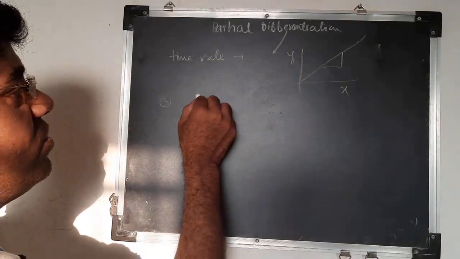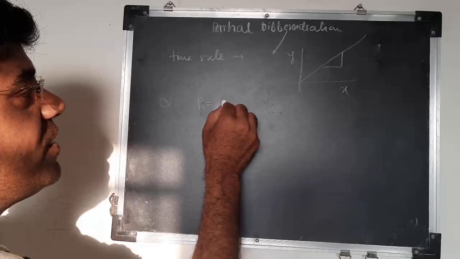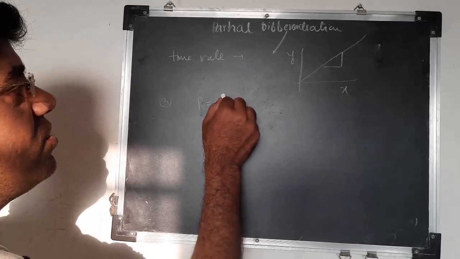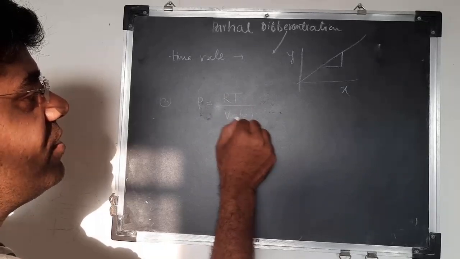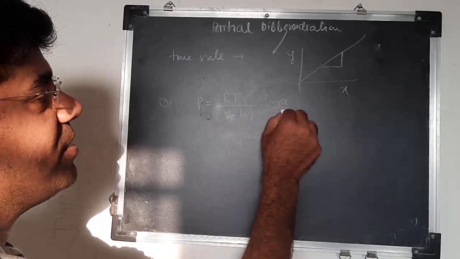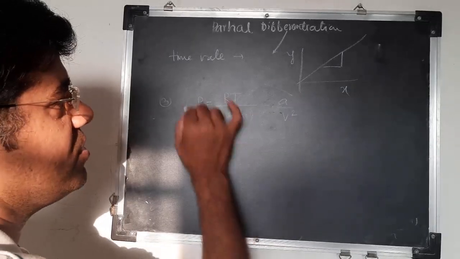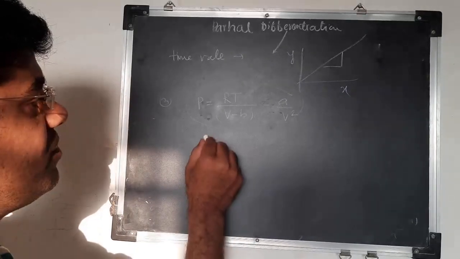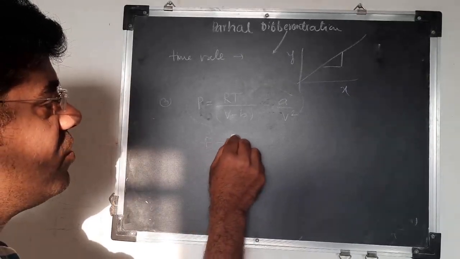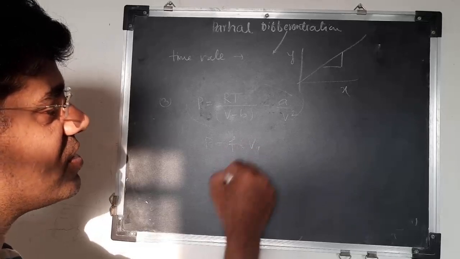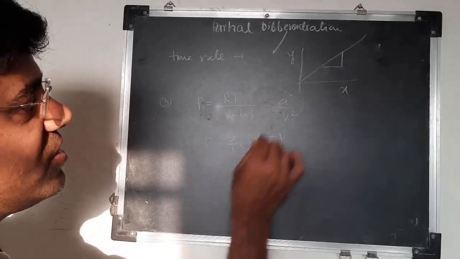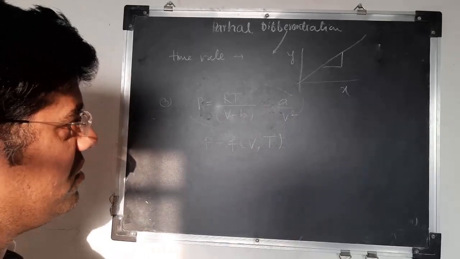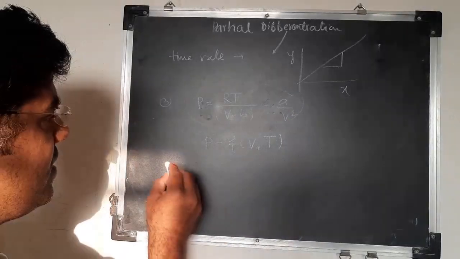Okay, so the pressure we know, this is the van der Waals equation. Okay, so this is RT divided by (V minus b), minus a divided by V squared. So this is your pressure term. So pressure is a function of your volume and your temperature, because R is constant, a is constant, b is constant. So this is one case.